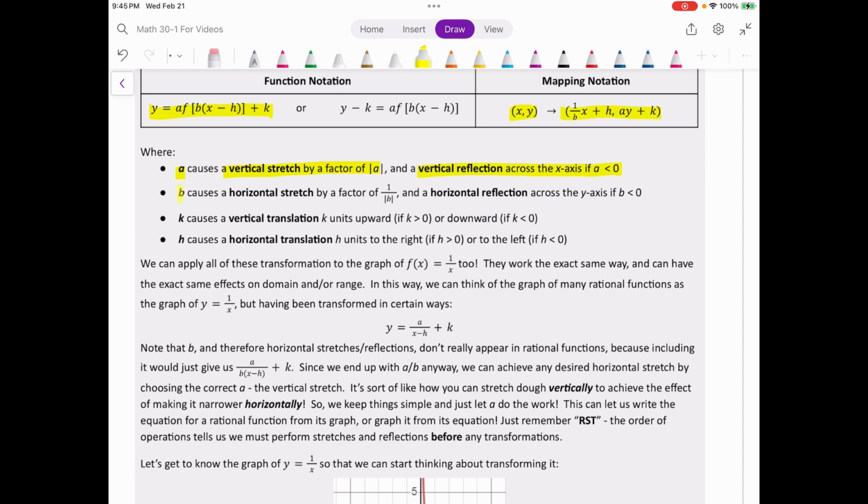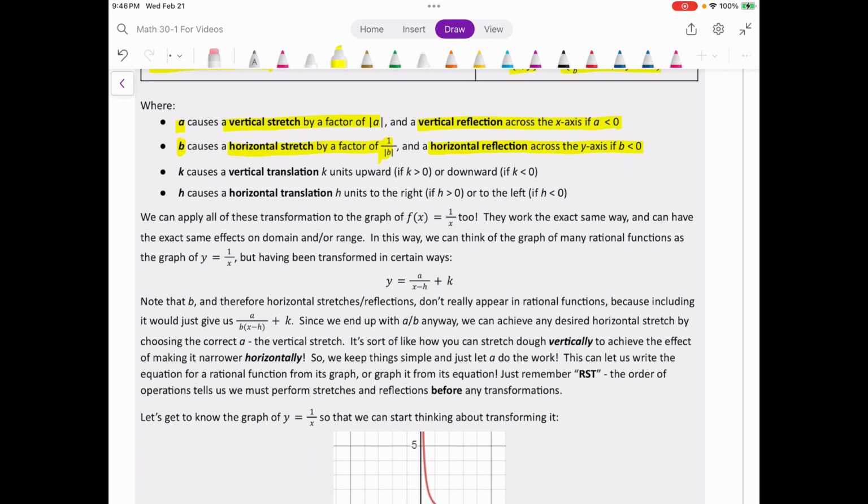Okay. b causes a horizontal stretch by a factor of 1 over b. Again, going a bit quick here because we just talked about this in the radical lesson, but because x is not isolated in our equation, when we see that bx it's been replaced with for a horizontal stretch, we realize that if we actually wanted to determine the effect on x, we would have to isolate x and see what happened to it, and that would involve dividing by that b on both sides, not multiplying. Okay, and a horizontal reflection across the y-axis if b is negative. Again, multiply every x value by 1 over b.